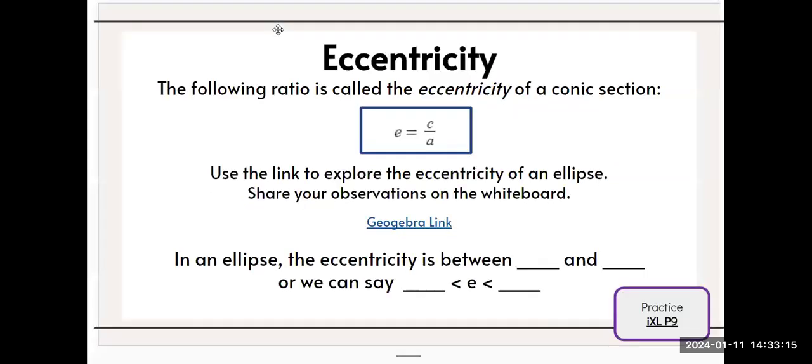Okay, so to fill this in real quick, you guys already said for an ellipse, this ratio is between 0 and 1. We also saw that for a circle, the ratio is equal to 0. The eccentricity equals 0. So E is between 0 and 1.